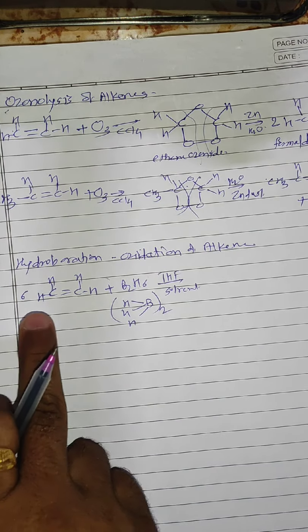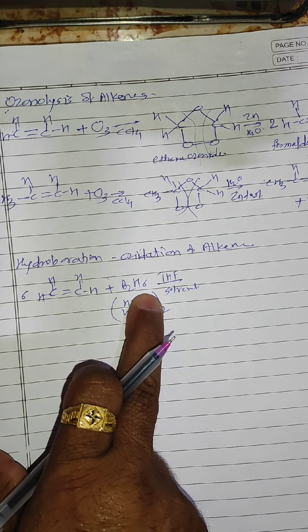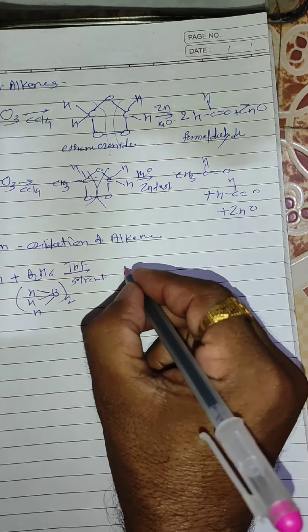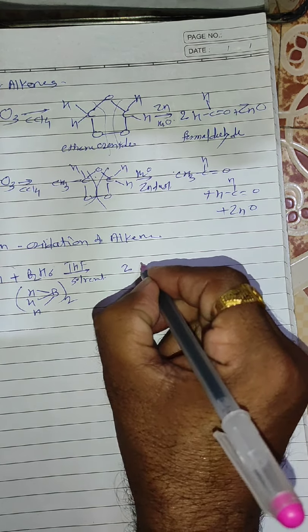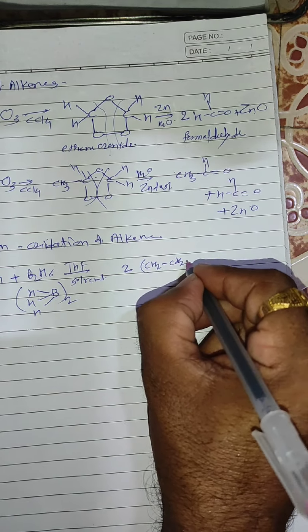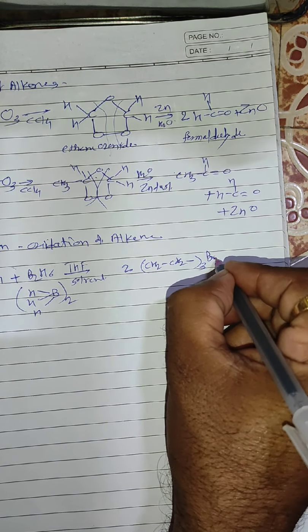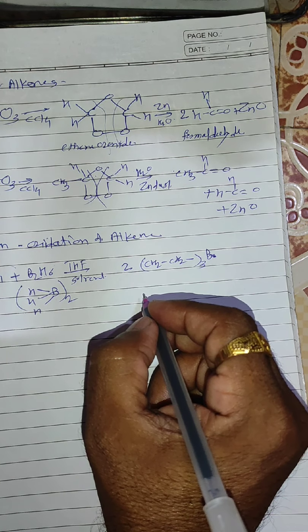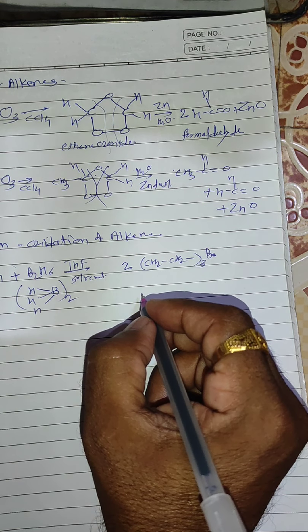In this case, 6 molecules of alkene are treated with diborane, B2H6, in the presence of tetrahydrofuran. It gives a corresponding compound like 2 molecules of (CH3CH2)3B. The name of this compound is trialkyl borane.